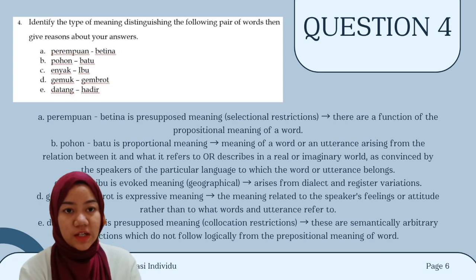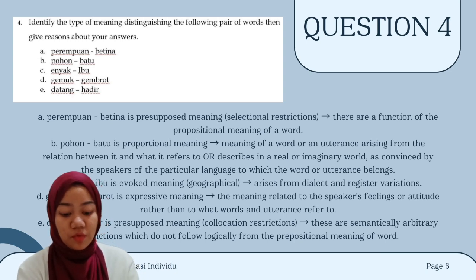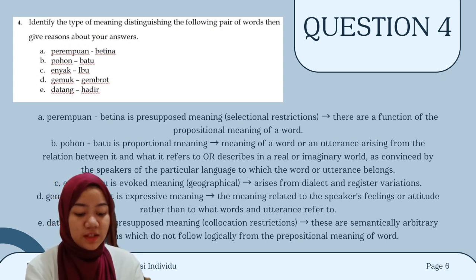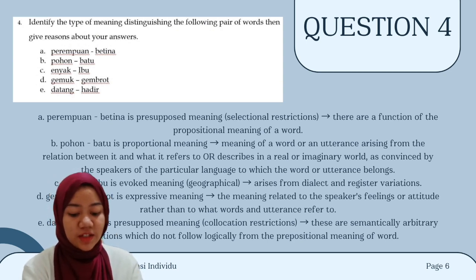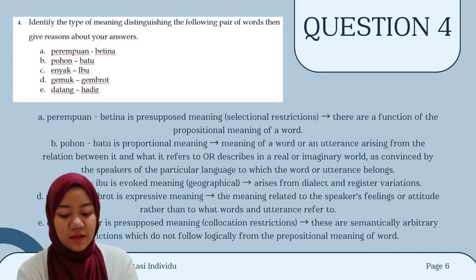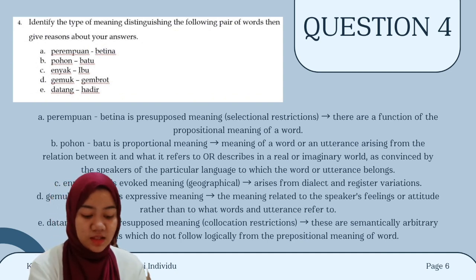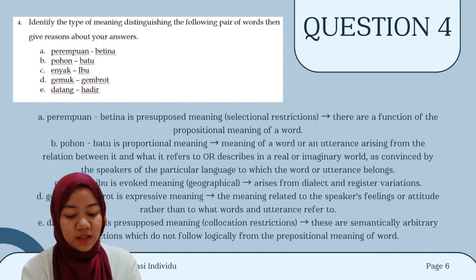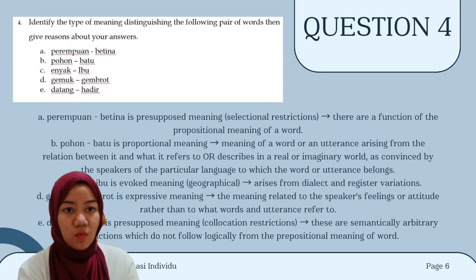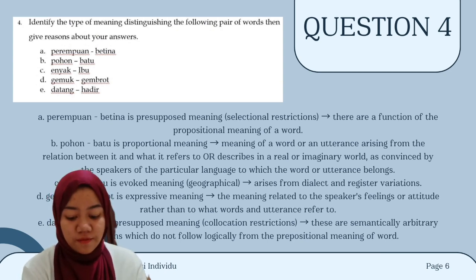And the third one is C, enya and ibu. It is evoked meaning, geographical. It arises from dialect and register variation. Why is it evoked meaning? Because enya and ibu both have the same meanings, but the difference is that enya is from Betawi while ibu is from Indonesian language. And the fourth one is gemuk and gembrot.